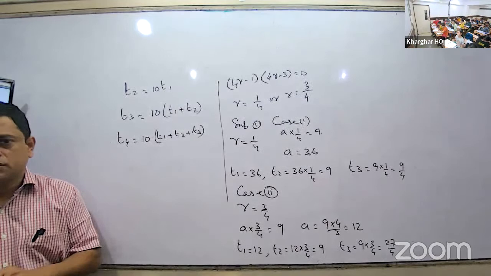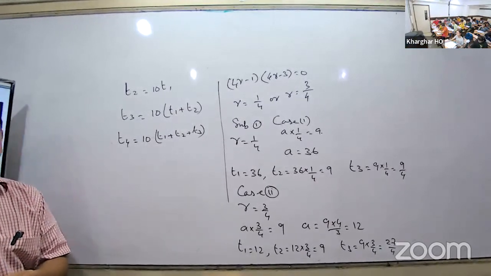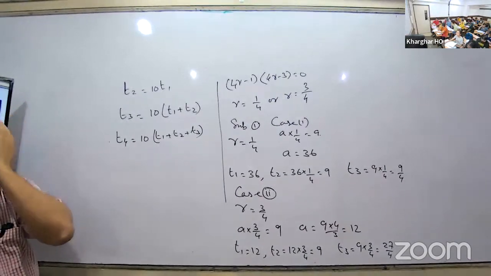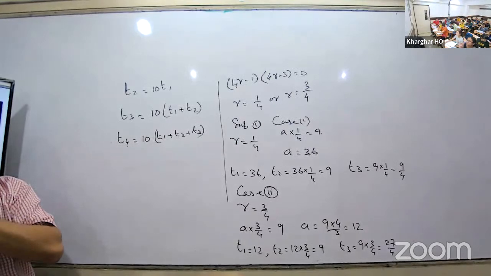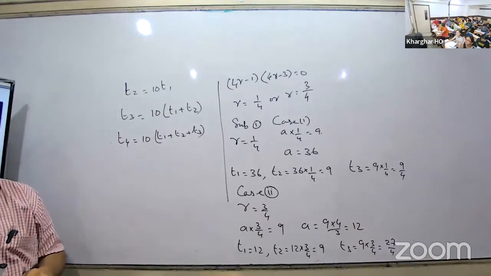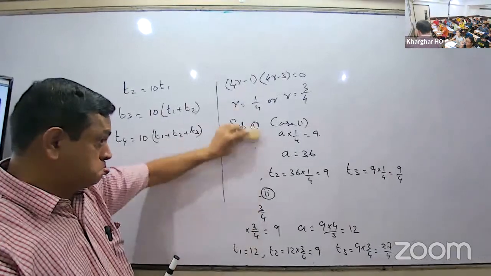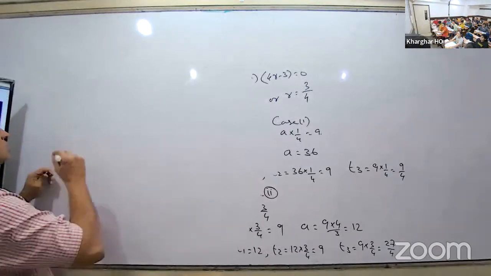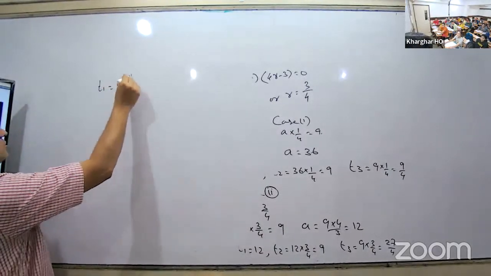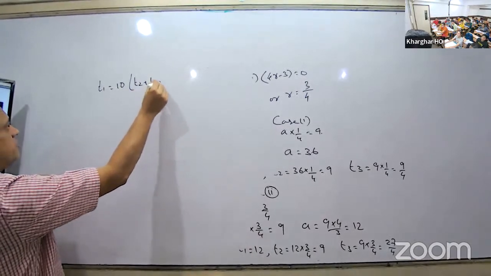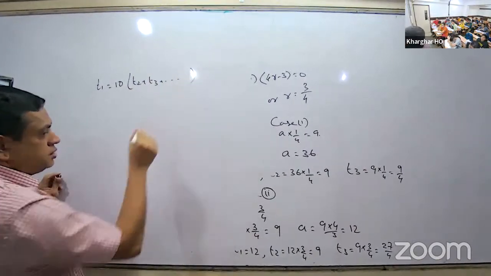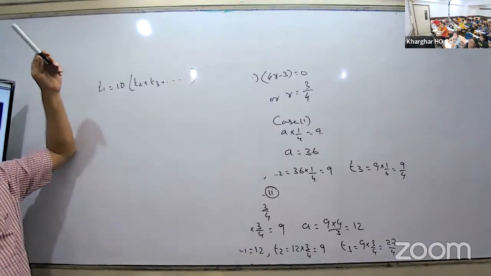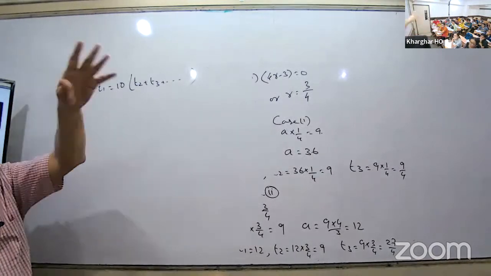So then T2 by T1. Each term is 10 times the sum of its succeeding terms, not preceding. Opposite it will come. T1 is equal to 10 times T2 plus T3 plus etc. Yes or no? Yes. Now, from here, any idea? I brought it the opposite.